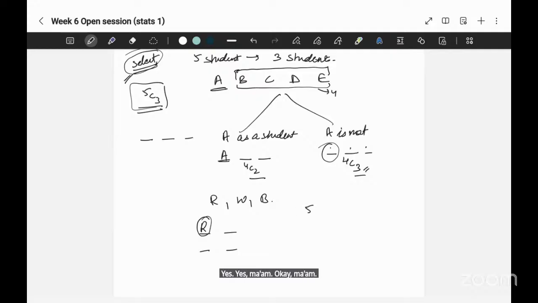Can I say my 5C3 is actually 4C2 plus 4C3? Yes, ma'am. I understand. Got the point? Yes, ma'am. That's it. Anything else?